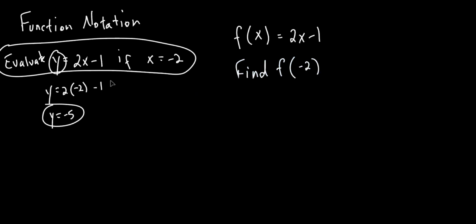All right? So instead of saying if x equals negative 2, they just say find f of negative 2. So basically, what did we do with that x? We're just replacing it with a negative 2. So when you see an x here, what are you going to do? You're going to substitute it or replace it with a negative 2.